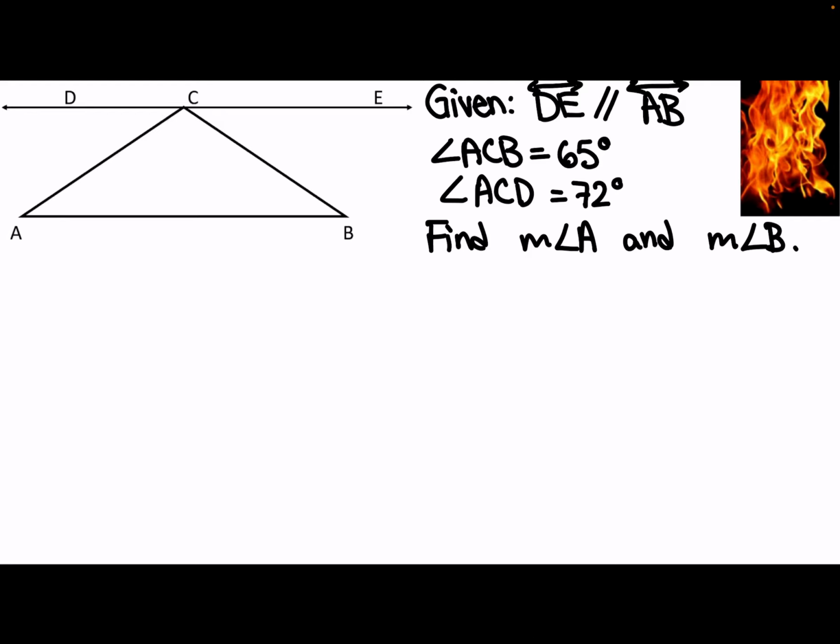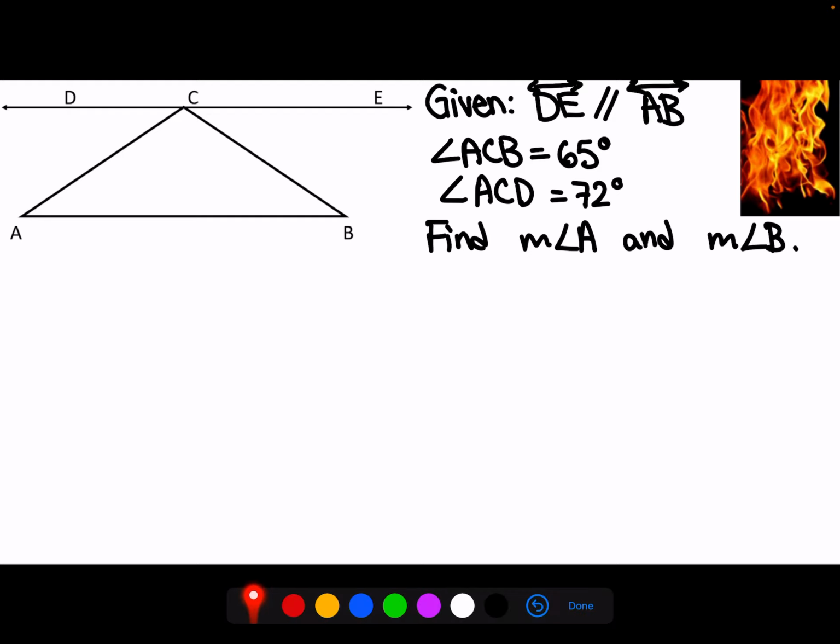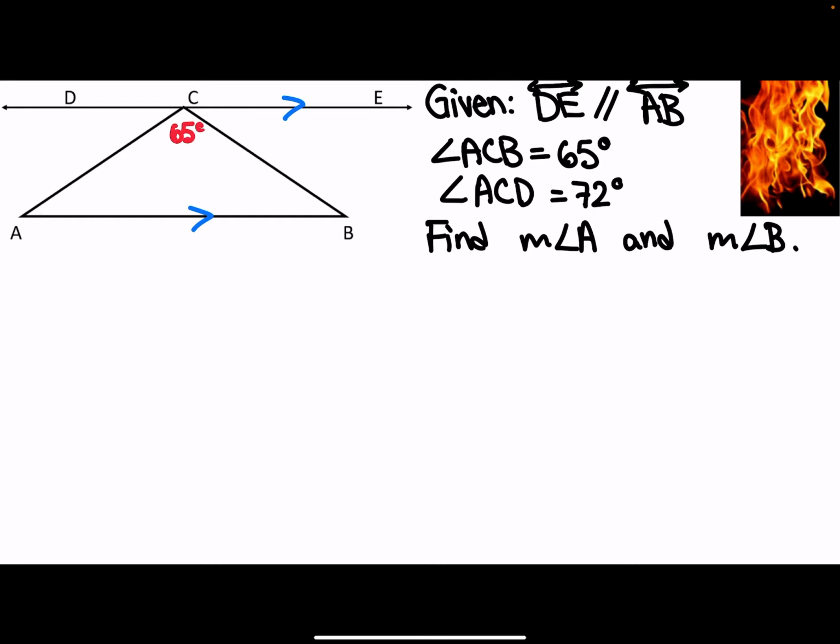So we're given that DE is parallel to AB, angle ACB, so this angle right here, right in the middle, is equal to 65 degrees. Angle ACD is equal to 72 degrees. We want to find angle A and angle B. So to get started, first off, we know that these lines are parallel, and that's very important information.